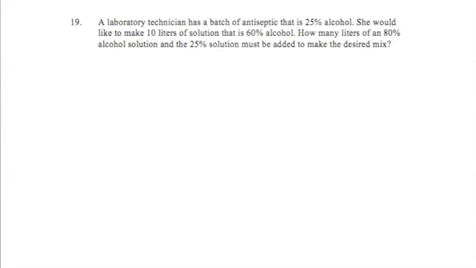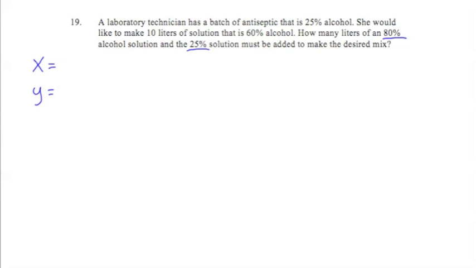Okay, final question we'll take a look at is question 19. And question 19 is again, we're going to use a system of equations to solve this. How many liters of the 80% alcohol solution and the 25% solution? So they're looking for both the 80% solution and the 25% solution. So we know we have two unknowns here, so we're going to use a system to solve this.